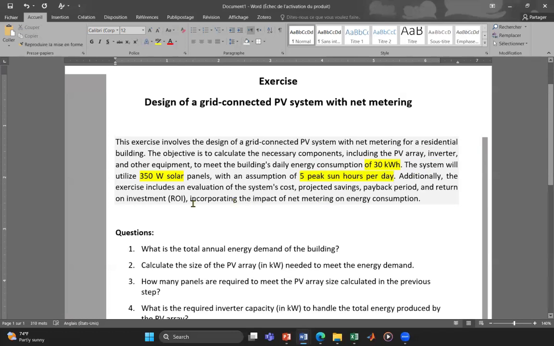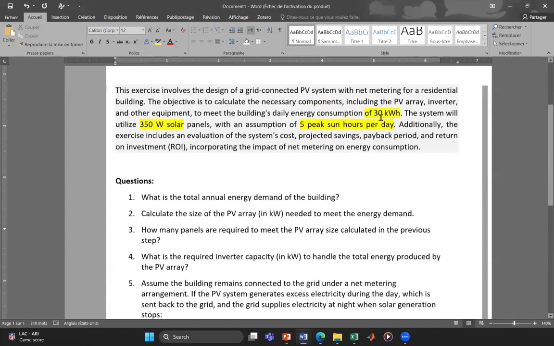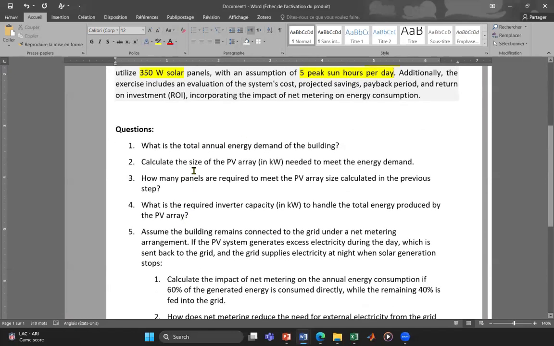Additionally, in these exercises, we will talk about the evaluation of some KPIs, performance indicators, like the payback period and the return on investment. Okay, these are the questions. The first question is: what is the total annual energy demand of the building? We will calculate it from the data given in this exercise. Then calculate, of course, the size of the PV array, so calculate the number of panels.